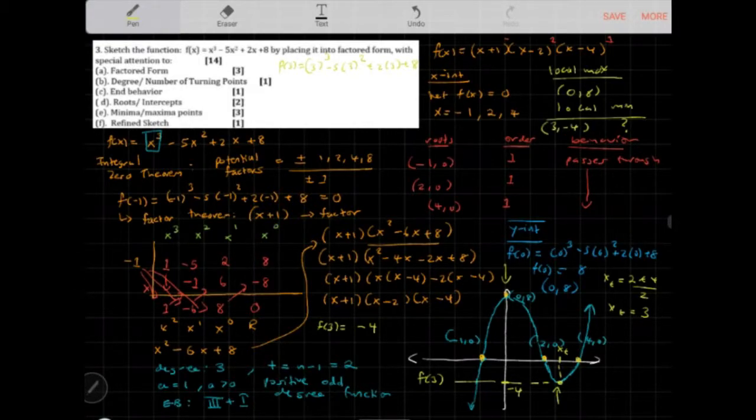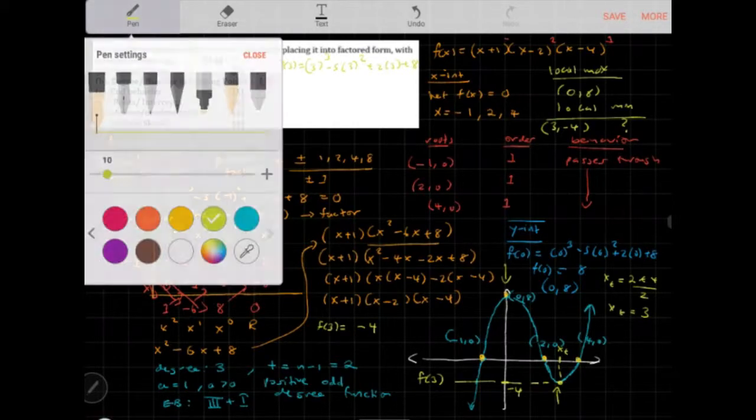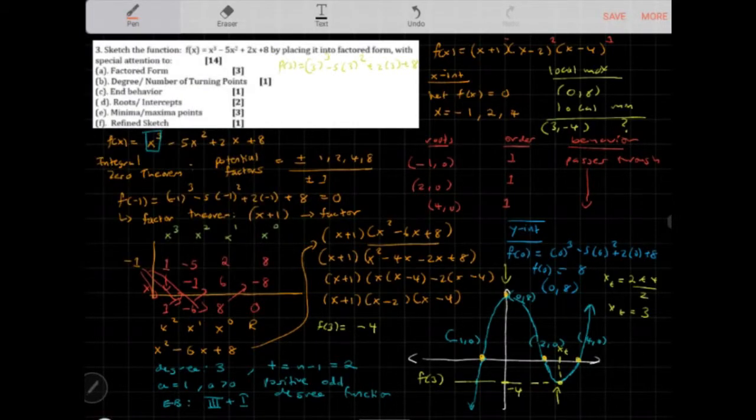Okay, so now we have our local maximum and minimum. Because it's an odd degree function, the domain here, x belongs to all real numbers, and the range here is y belongs to all real numbers. Okay, and this is basically our refined sketch. Alright, so that's really the idea. So it's really useful to convert our polynomial function to its factored form to kind of figure out its behavior.